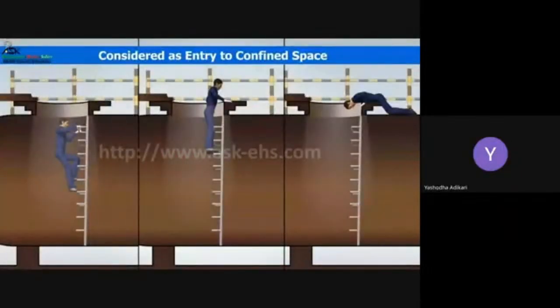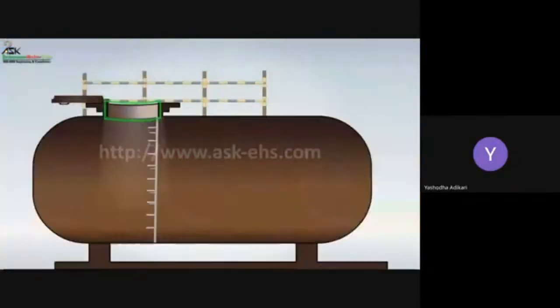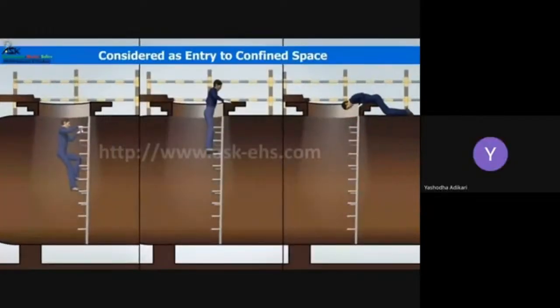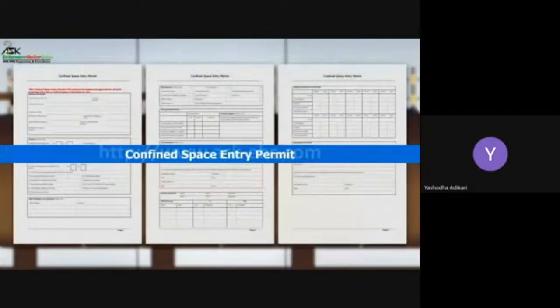Definitions of confined space entry. Once a person has their whole body, upper body, or even their head in the confined space, they are considered to have entered the confined space. A permit is required prior to entry.